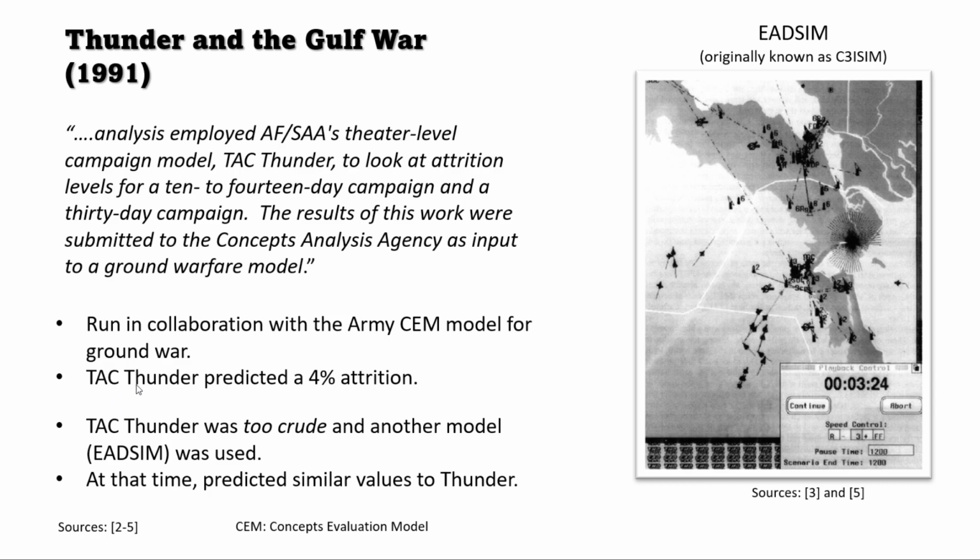I found it interesting that Thunder predicted 4% attrition for the first day of the campaign, well below the observed ones. Also interesting is that some sources cite that Thunder was too crude in its modeling at the end, and a new model called Yadesim, untested at that time, was used, predicting nevertheless very similar, very high numbers. Here on the right you can see one of the few screenshots of the interface of this new model. Thunder screenshots I could not find.